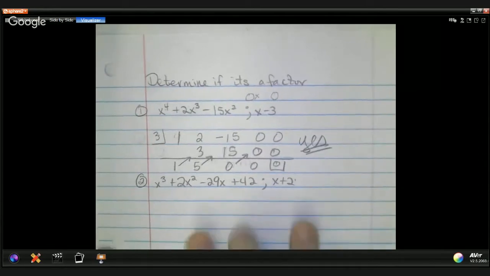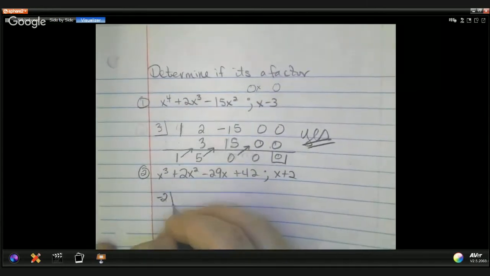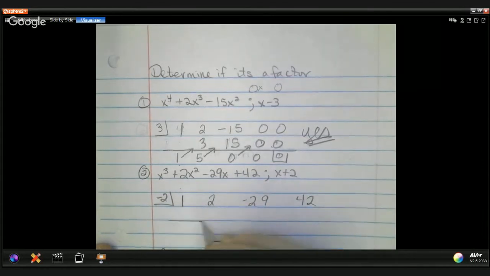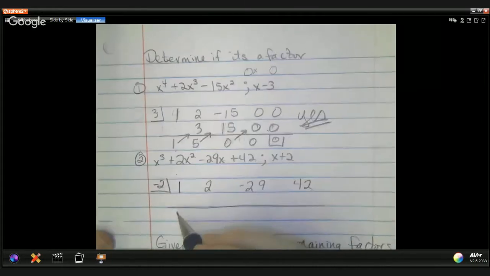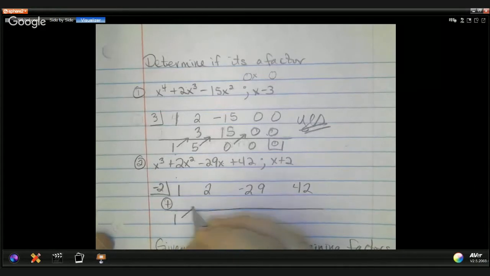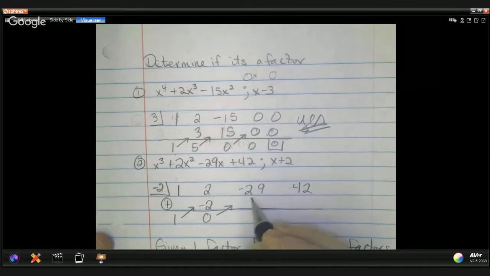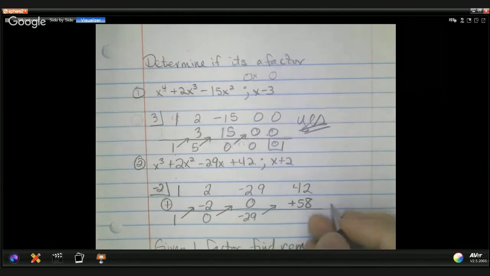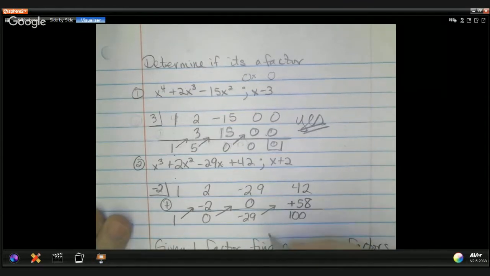All right, for number 2, you should have started off by putting negative 2 in the box. And it goes from 3 to 2 to 1 to none, so that's good. So it's 1, 2, negative 29, and 42. So 1 plus 0 is 1. Multiplied by what's in the box is negative 2. 2 minus 2 is 0. Multiplied by what's in the box is still 0. Negative 29. Multiplied by what's in the box, positive 58. And 42 plus 58 is 100. I'm off today with my math. So this is a remainder of 100. So that means this is not a factor.